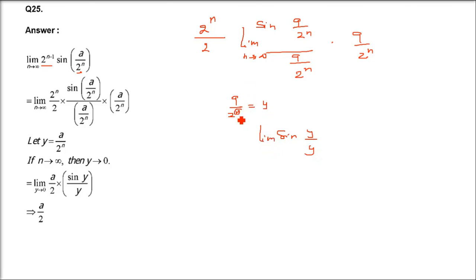Now what will be the limit? Since n is infinite, a by infinite is 0, so y tends to 0, sine y by y. Now the 2 to the power n cancels, a by 2 will remain. Sine y by y, like sine theta by theta, limit theta tends to 0 is going to be 1, so a by 2 will remain.